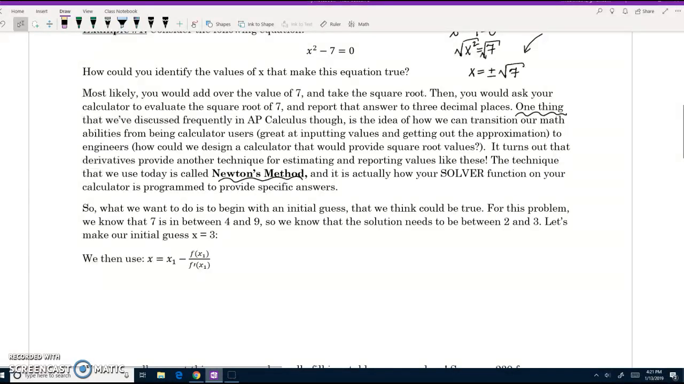So that means its square root needs to be in between 2 and 3, because the square root of 4 is 2, square root of 9 is 3. So it doesn't really matter if you wanted to start with 2 or with 3, but I'm just going to say for the purposes of this example that our initial guess is going to be 3.